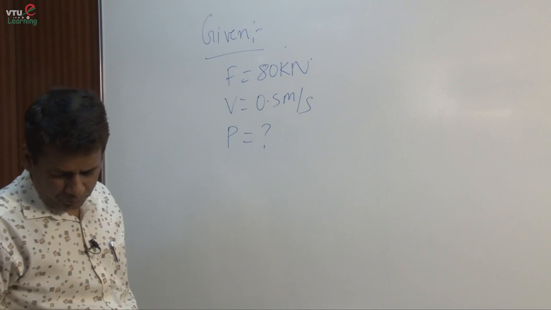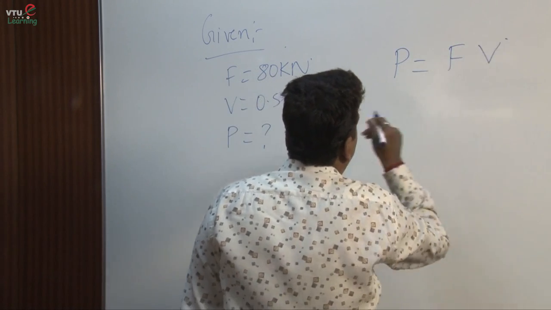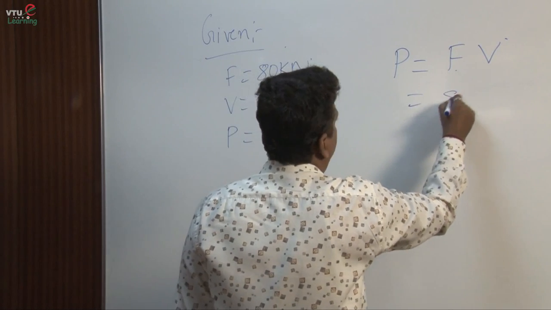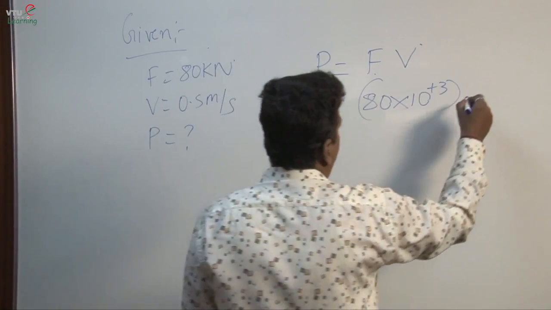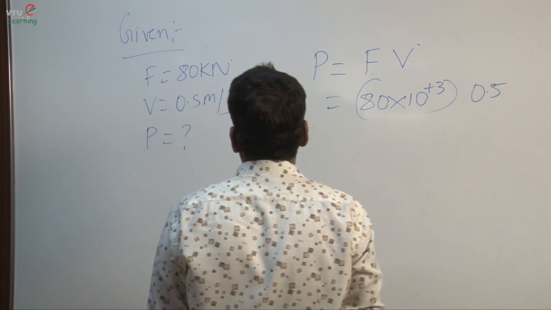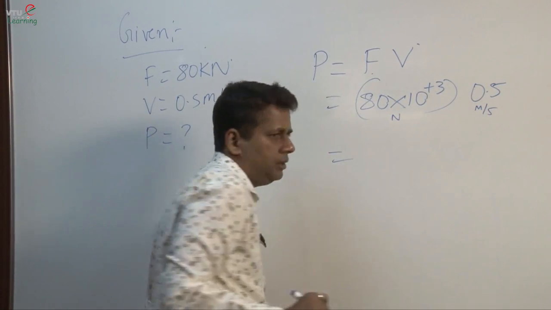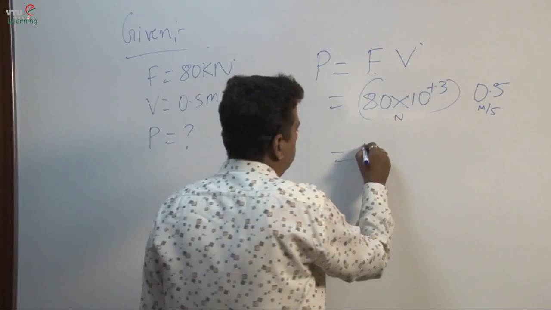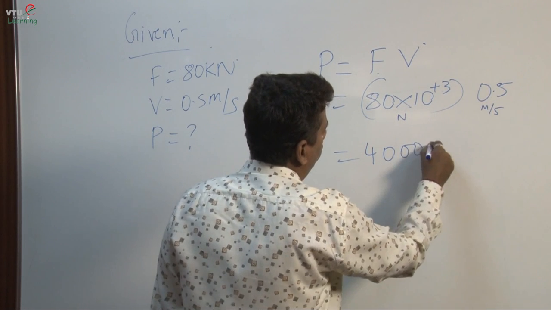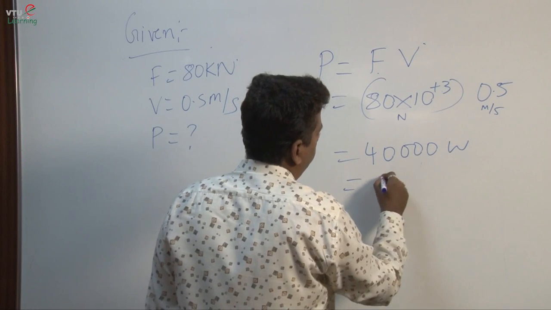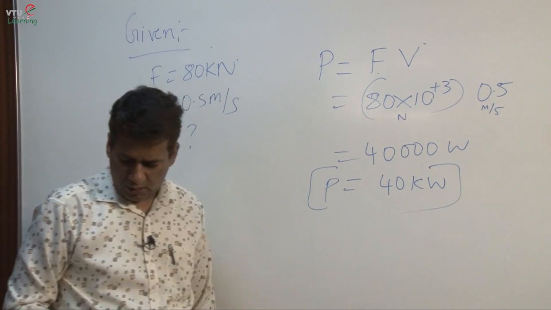It is a very simple sum. We know that power is the product of force into velocity. Force is 80 kilonewton, 80 into 10 to the power of plus 3, and velocity is 0.5 meter per second. So this is in Newton, this is meter per second. So power is equal to 40,000 watts or 40 kilowatts. This is the power delivered by the cylinder.